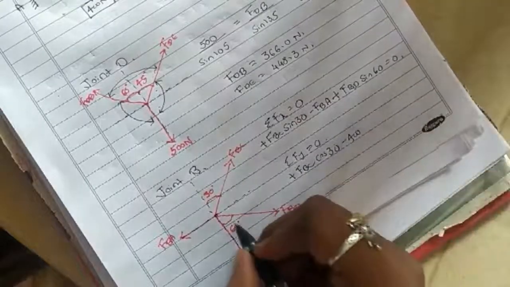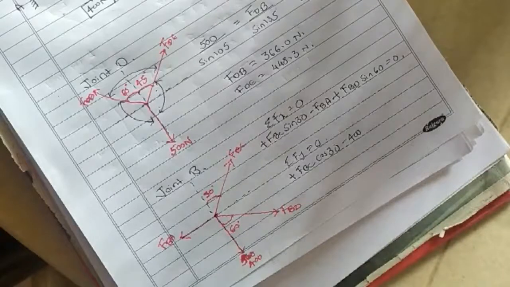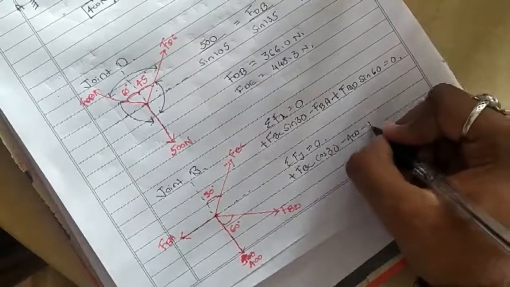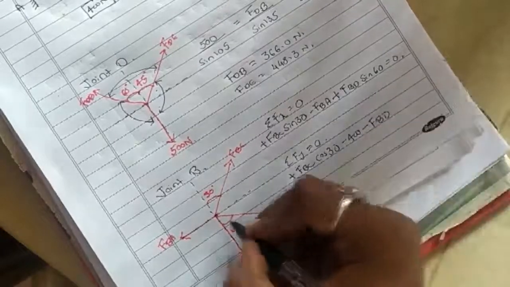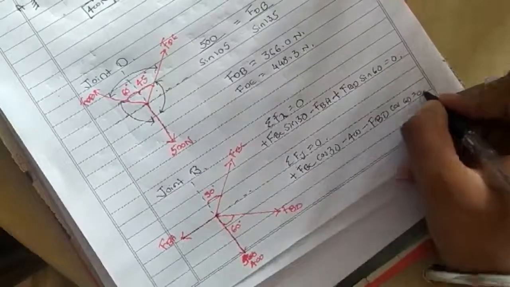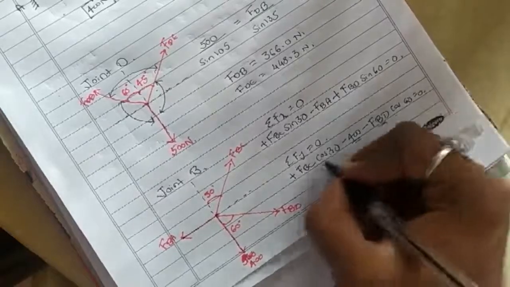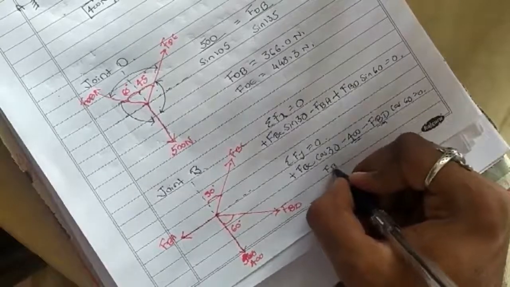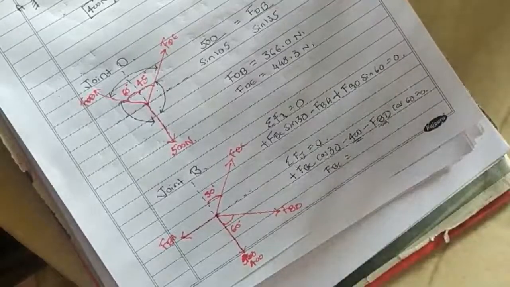FBD acting in which quadrant? Fourth quadrant. In fourth quadrant, y component is negative. I will put negative sign. FBD. Now theta with respect to y axis means y component is cos. Cos 60 is equal to 0. Now 400 is known, BD is known. From this equation, FBC is equal to.